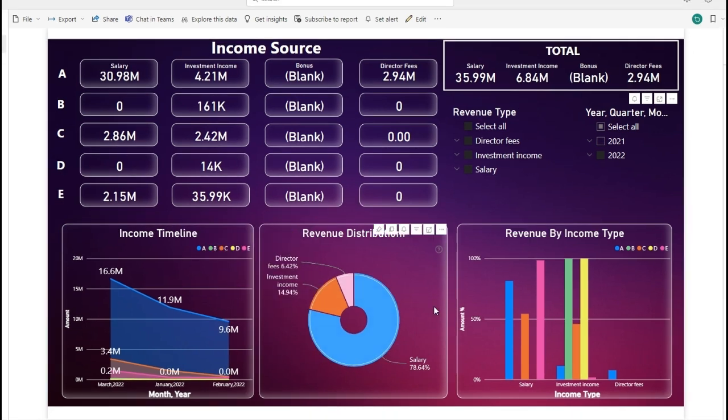Now, coming to the donut chart, this chart will help us to understand the revenue type distribution. Let me select all the values.